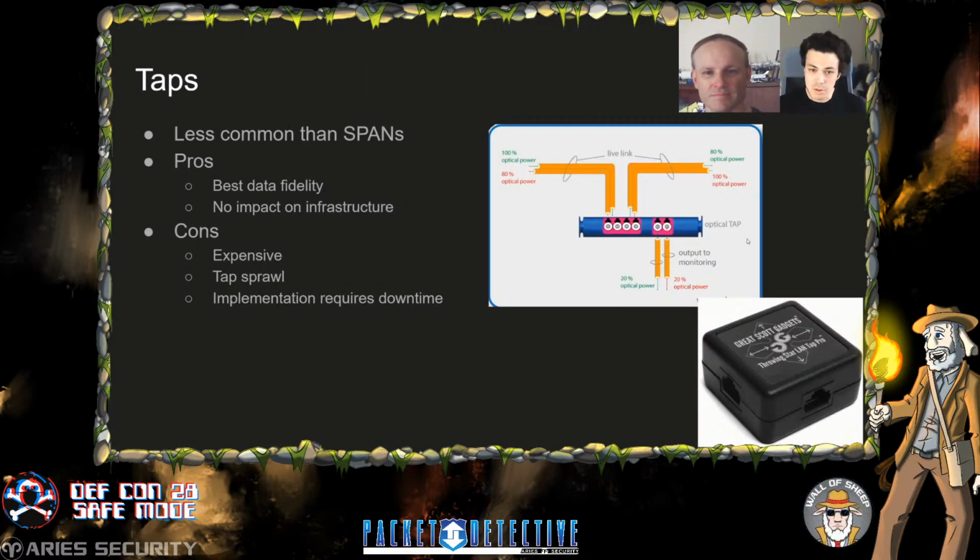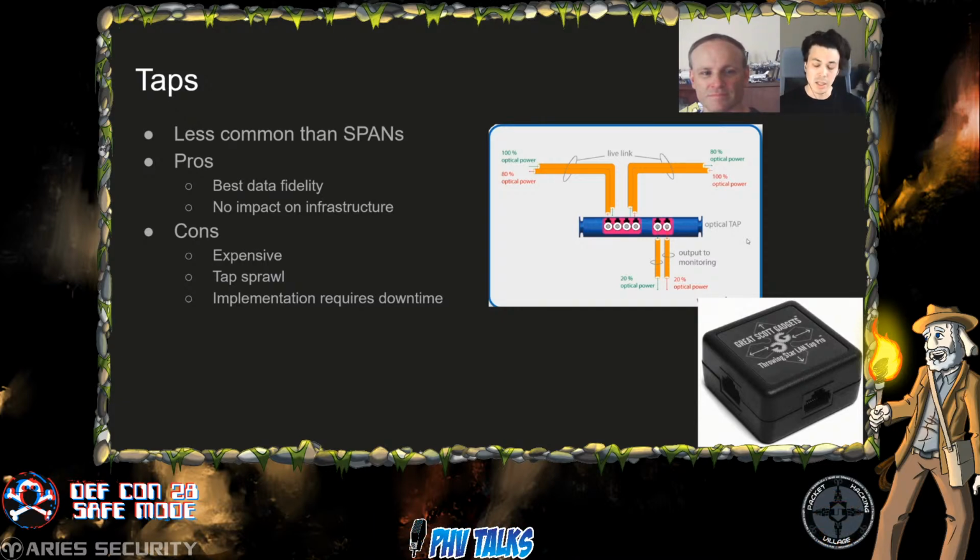So taps are less common than spans, and that's mostly because of the cons of taps. I mentioned it's tied to individual links, which means that for every link you want to monitor, you actually need another tap. So you end up having to pay for many, many different taps, which also has an administrative burden, both from the outage required when you break that wire, as well as just how many individual taps you have and have to cable.